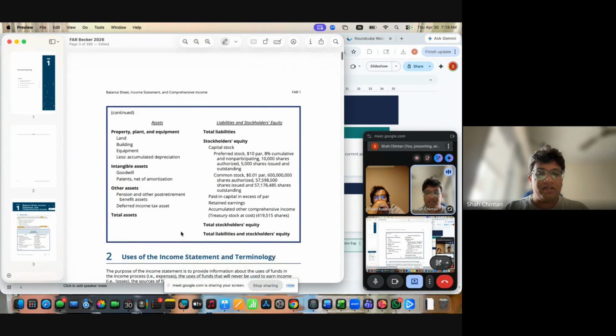Any question on the balance sheet format, a lot of things internally we have in separate chapters, but from a format point of view, any questions?